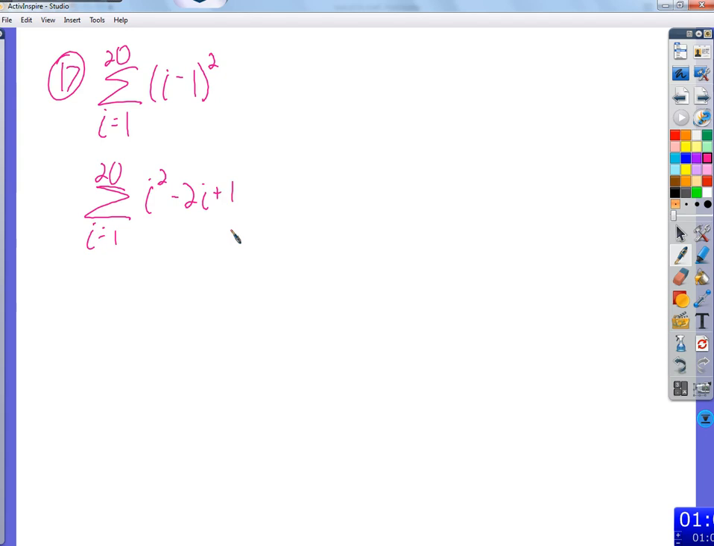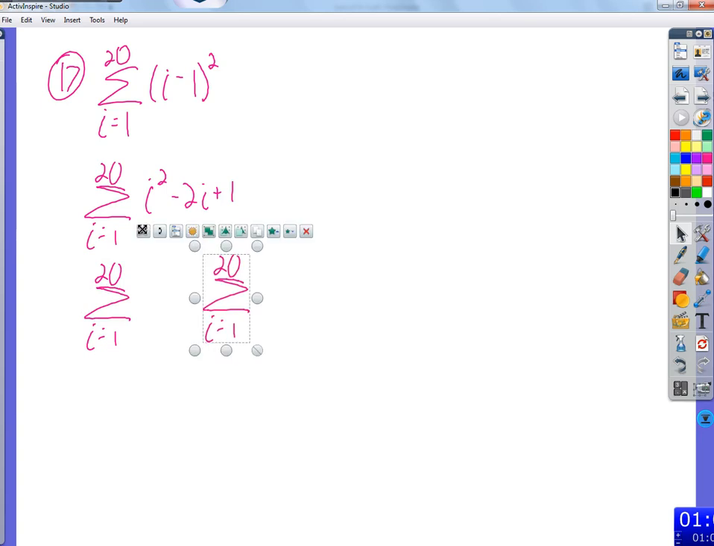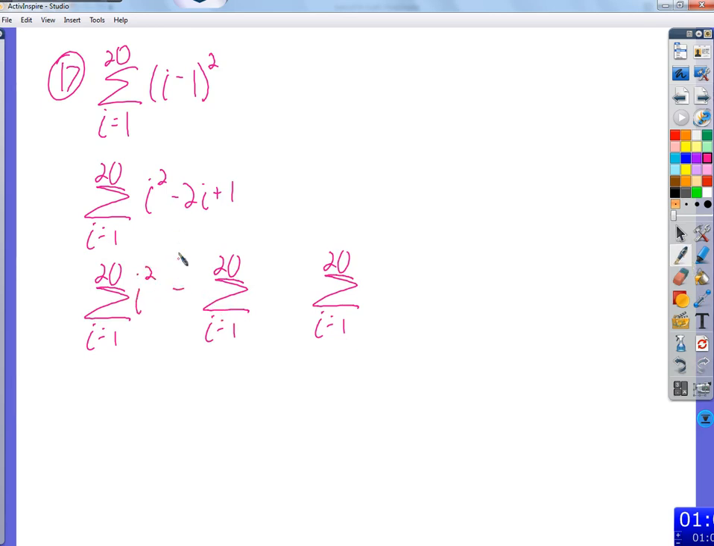Okay. So now we can separate these out. Three different sums for this one and this one and this one. We can put the minus in front because it's really using the constant multiple rule. We can really actually put the negative 2 in front. And 1 right there. Any questions about that, what I just did?